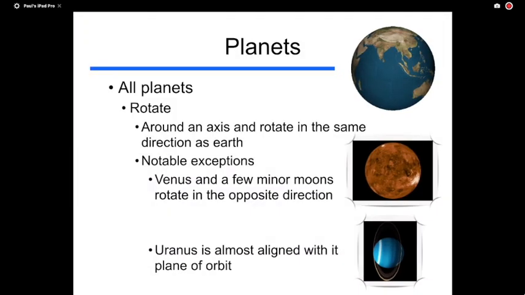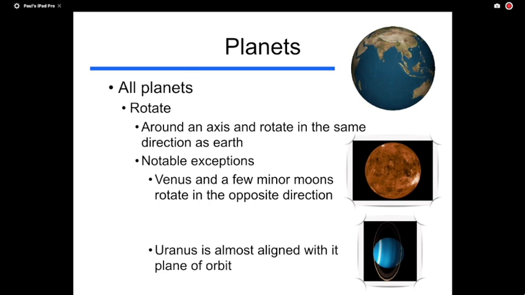All planets will rotate, and they rotate around an axis, and what is odd is that they all rotate in the same direction as Earth. There is a notable exception. Venus rotates the opposite direction, but there is a reason we believe why.